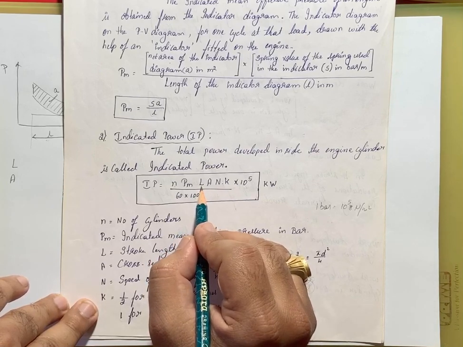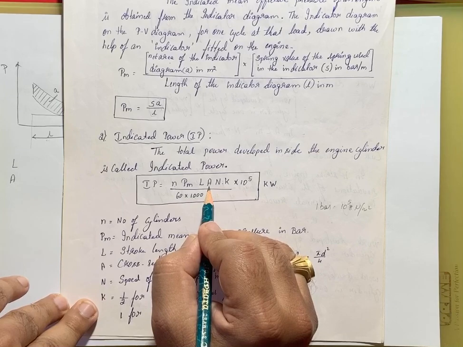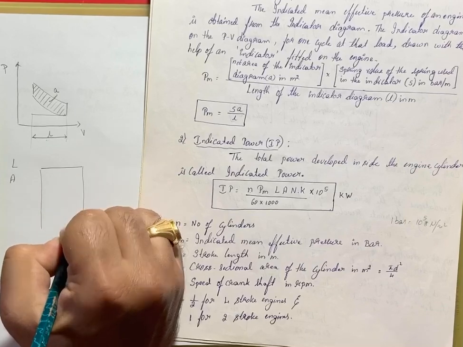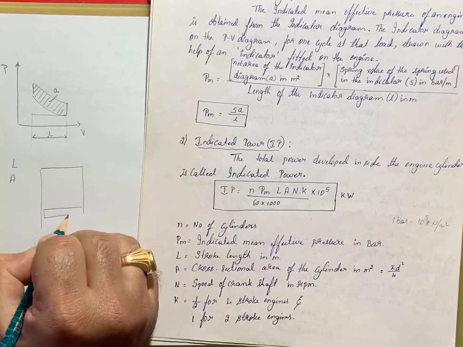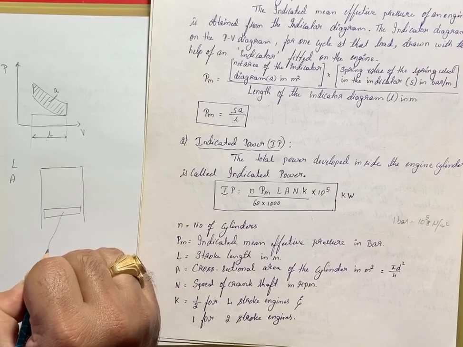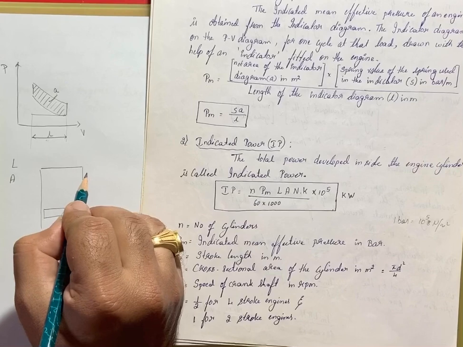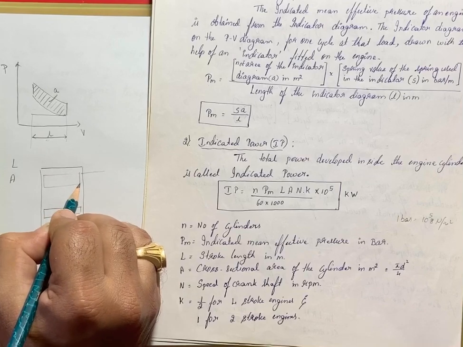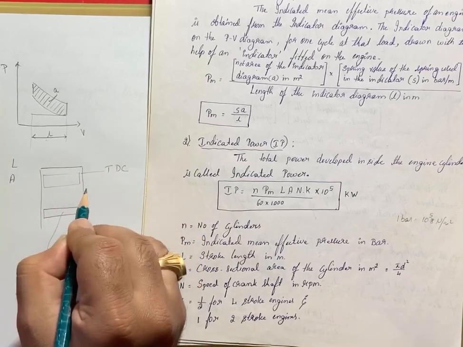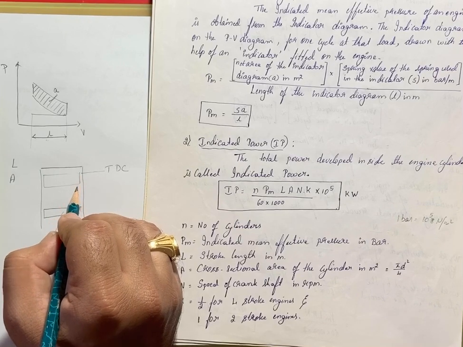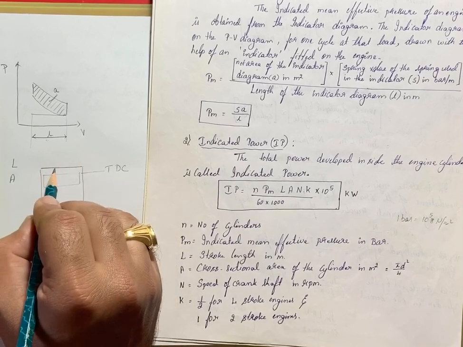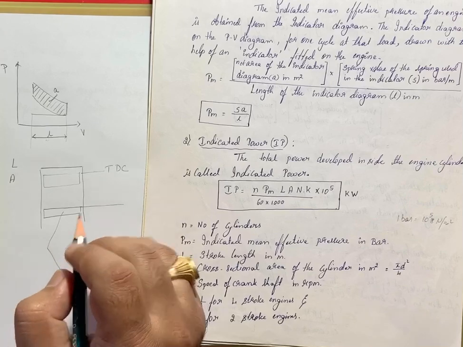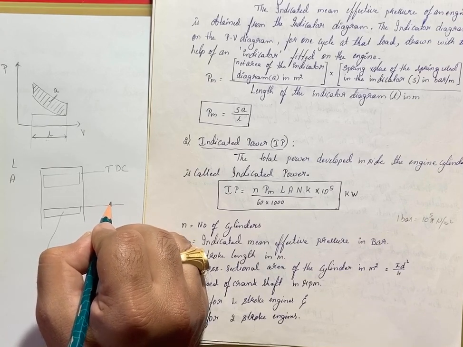L is the length of stroke, and A is the cross sectional area of the piston. If I draw the piston and cylinder arrangement here, let us assume the maximum distance traveled by the piston up to the cover end is the top dead center, TDC. And let us assume this is the last point where the piston can reach, the bottom dead center.